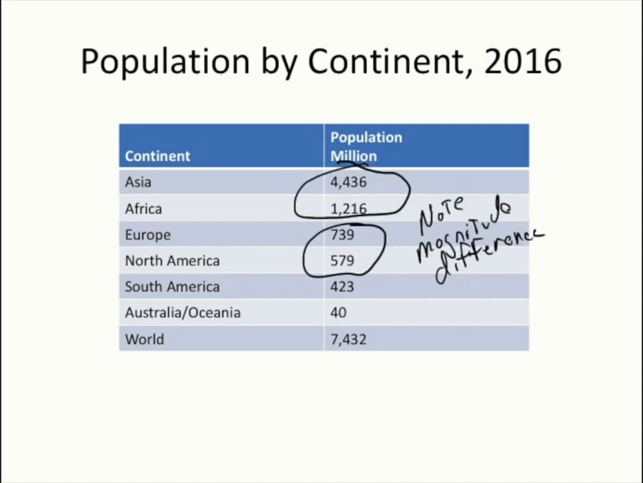I want you to note one thing here, where the people are and where they aren't. Asia and Africa. Asia, 4.4 billion. Africa, 1.2 billion. So, people are in Asia and Africa. To give you a feel for that, Europe, 739 million. And then you see North America below that.